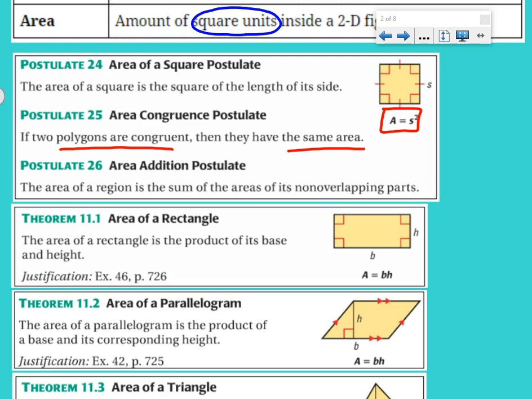So that's like if we had a shape that looked like this, we could find the area by finding the area of this piece right here and then summing it with the area of this piece.